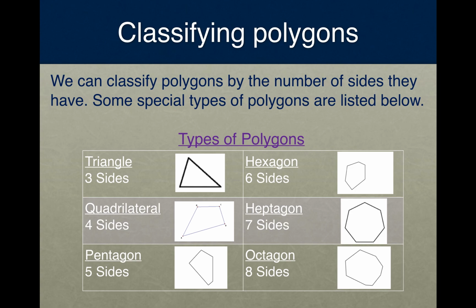A quadrilateral is a 4-sided polygon. A pentagon is a 5-sided polygon. A hexagon is a 6-sided polygon. A heptagon is a 7-sided polygon. And an octagon is an 8-sided polygon. If you don't know these already, I want you to work to memorize them because you'll need to know them later on. These are the only types of polygons you need to know. So you don't need to remember names for polygons not on this list right now.